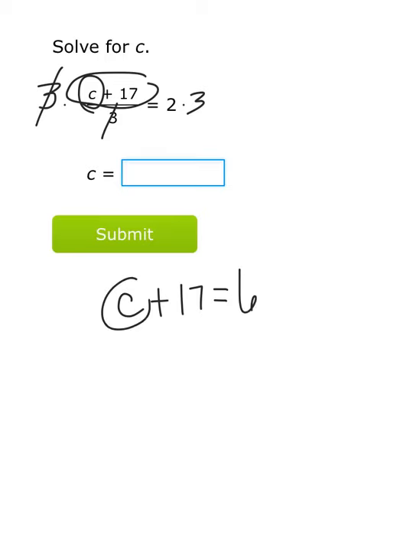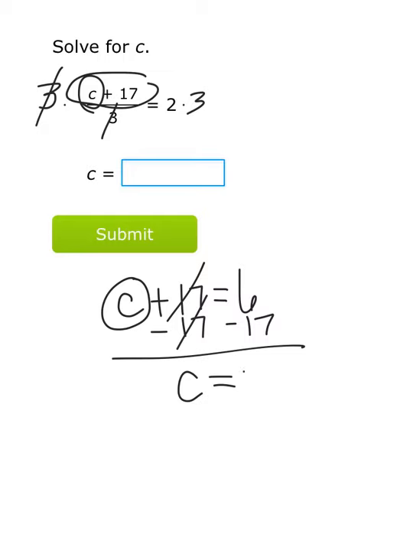Then if I want to get c by itself, since I'm adding 17 to it, I need to move that 17 to the other side. So the opposite of that would be to subtract 17. 17 minus 17 is 0, so I'm just left with 1c equals negative 11.